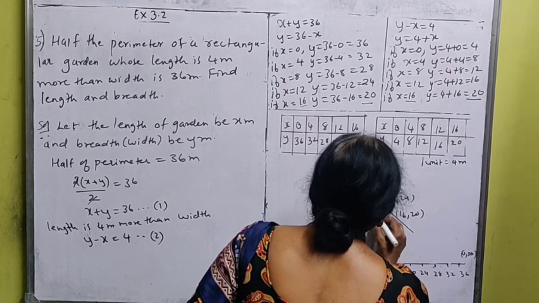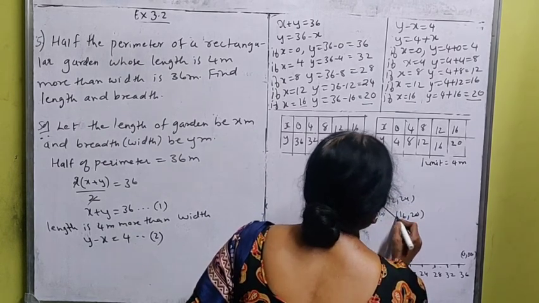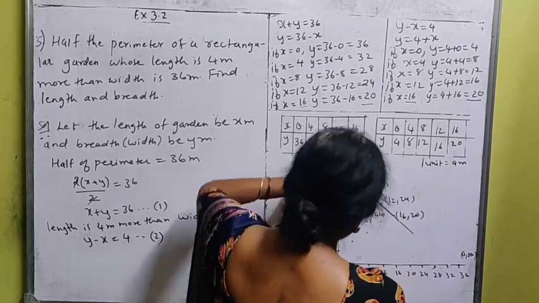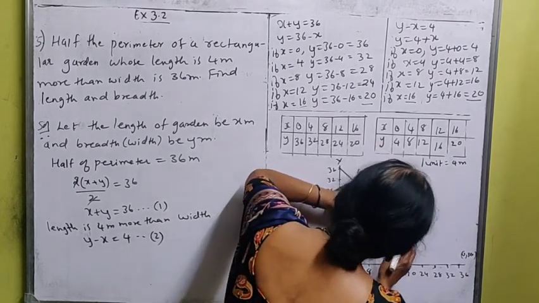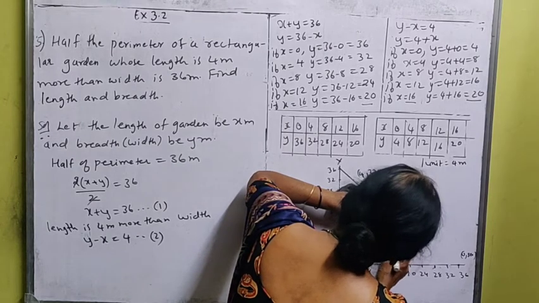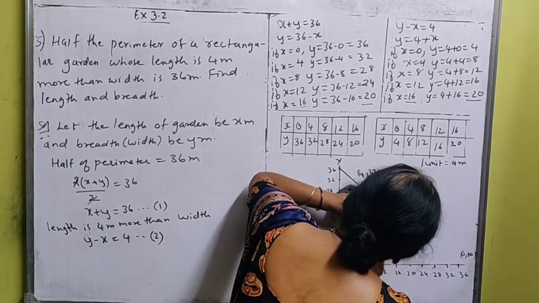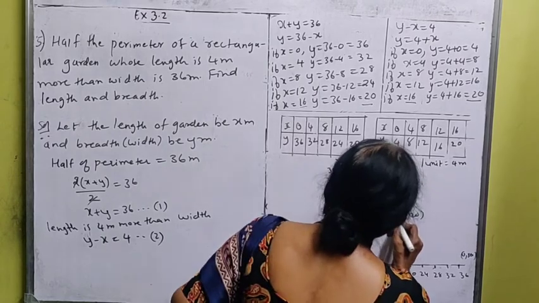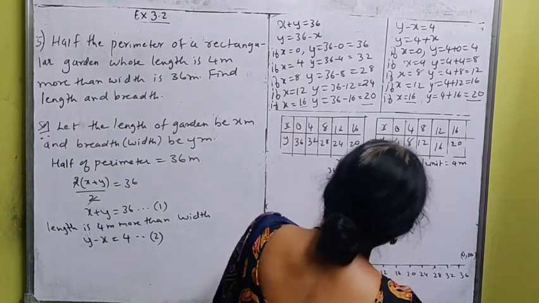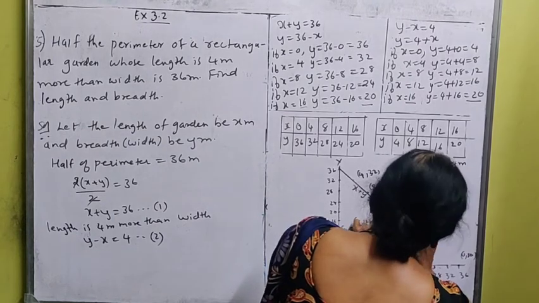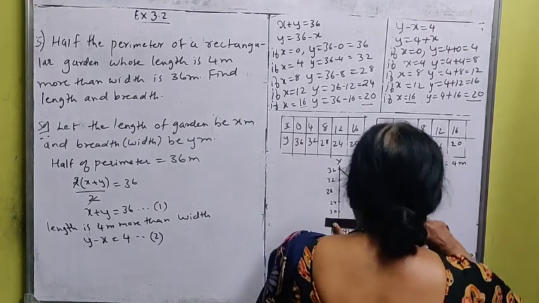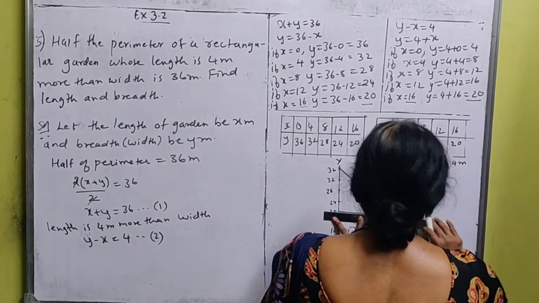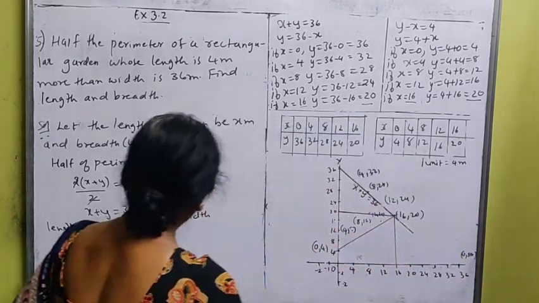So 12 and 16. Next one is the same. What is that? 16 and 20. So what will happen? All these points will join together and you will get, so you can see here, this is a common point where the graph has touched. That is, the x value is 16 and the y value is 20.